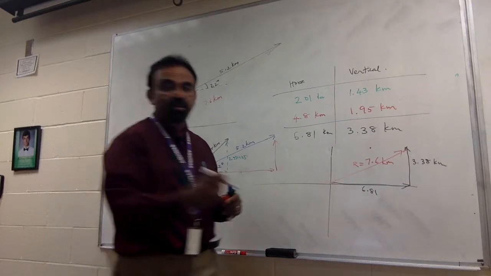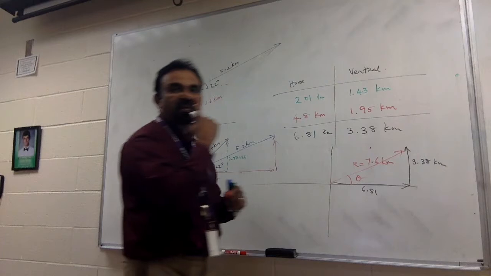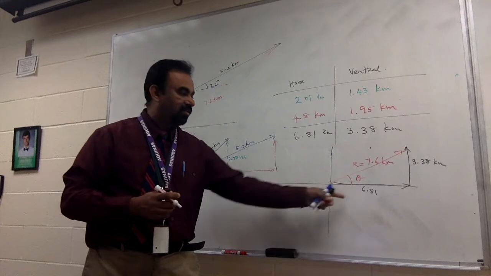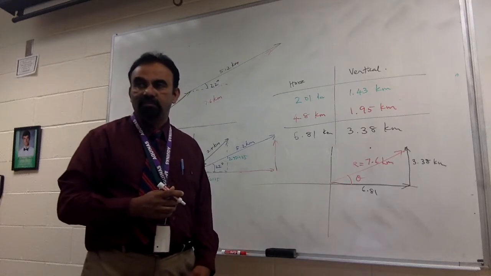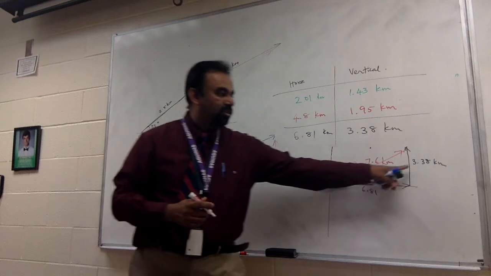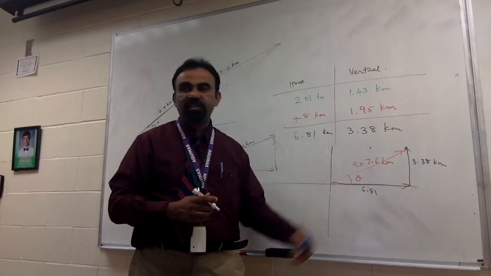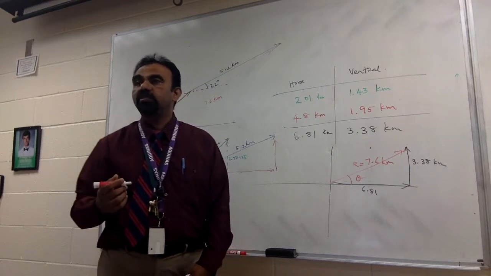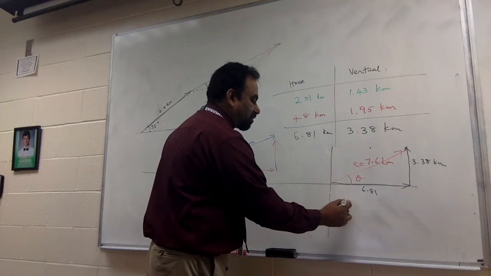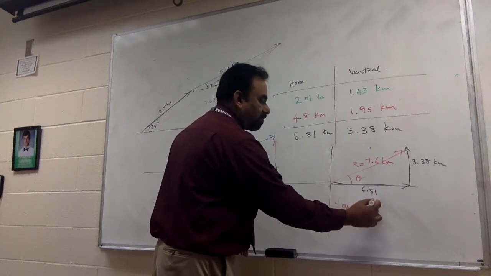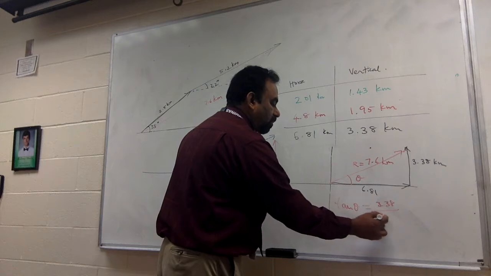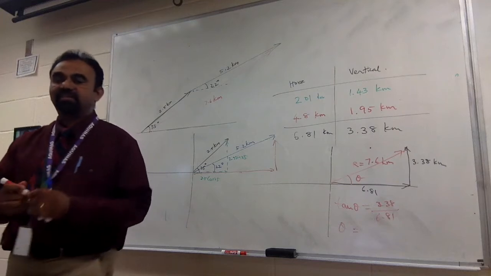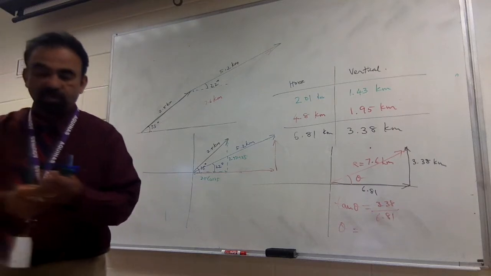That's not the end of the story. You have to find the angle. How do you find the angle? You know this is 3.38 and this is 6.81. What trigonometric ratio? Exactly, tangent. So take tangent of theta equal to 3.38 over 6.81. Then get the ratio, and then get the tan inverse. 26.4. How much? 26.4.